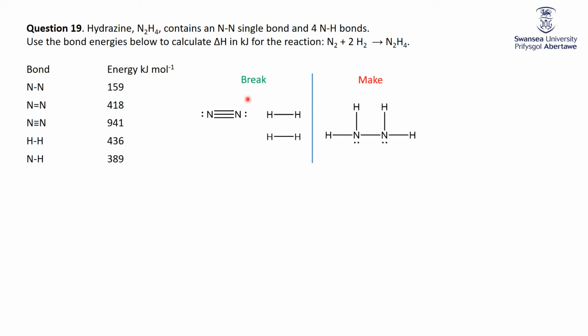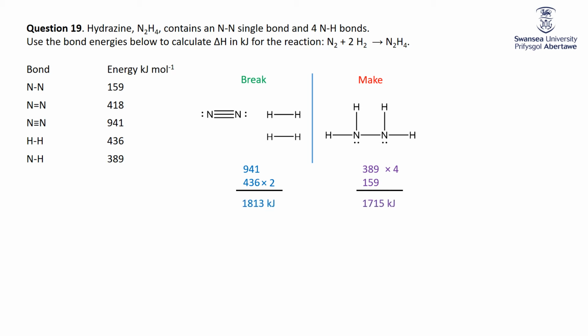So now we're going to break bonds in the reactants. We're going to make bonds in the products. Breaking the bonds, we have the NN triple bonds, 941. We have 2 of the HH bonds, each of which is 436. And making, I've got the NH, 389, and I've got 4 of those, 1, 2, 3, 4. I'm also making an NN single bond that is 159.